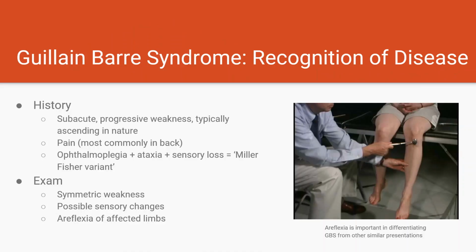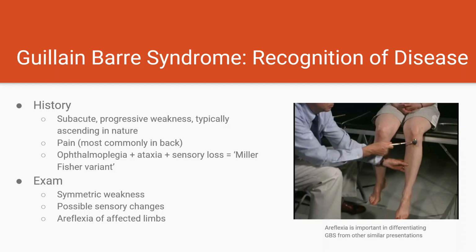So before knowing how to treat Guillain-Barré, you have to be able to recognize the disease. Luckily, Guillain-Barré has a fairly classic history that's actually drilled into the heads of a lot of medical students, if anything, just because it's so unique. Typically, the disease has a subacute course of progressive lower extremity weakness and sensory loss, typically ascending in nature. And this often follows a recent URI or GI infection.